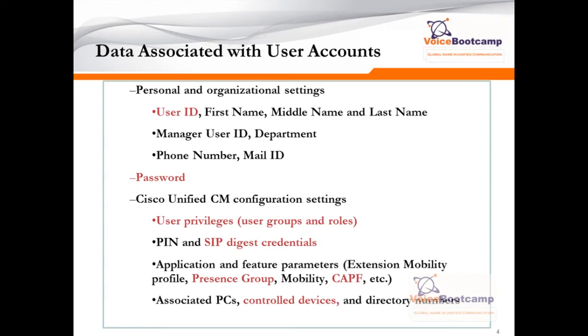Data that is associated with the user accounts is categorized into two different categories: personal and organizational settings, and Call Manager related settings. Personal and organizational settings include user ID, first name, last name, department, phone number, email ID, and password. Whereas the Call Manager related settings are settings related to the Call Manager, for example, their privileges in Call Manager, PIN number, digest authentication, type of applications they are connected to, which devices they are controlling, and so on.